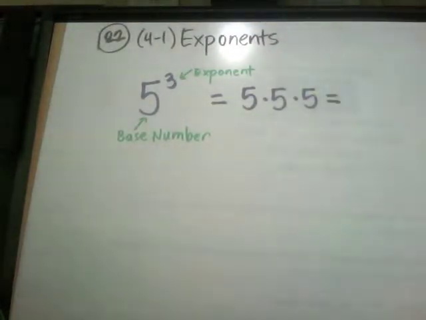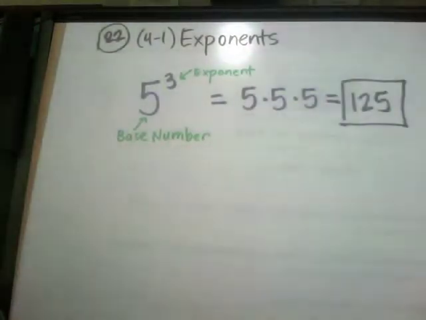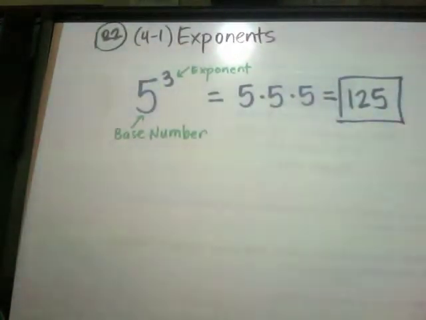Now, anytime you just have a number like this, if you are asked to simplify, let me see the directions. Yeah, we'll say simplify. That means get a number answer. If it's just numbers, give me a final number answer. Don't say 5 times 5 times 5. Say 125.